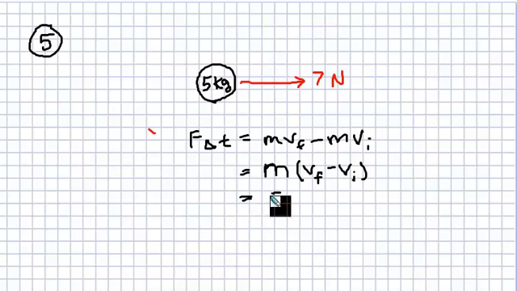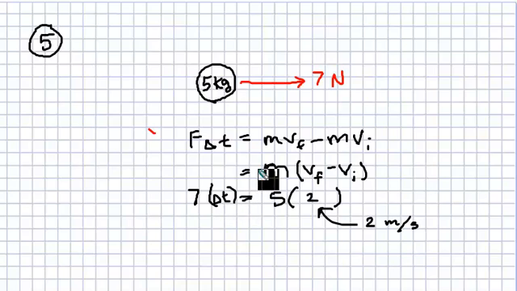The mass is clearly 5. The force is clearly 7. The change in velocity says that this change in velocity here, because it's a final minus initial, must be equal to 2 meters per second. An increase of 2 meters per second. And so the delta t becomes kind of obvious. I'll leave that in your capable hands. Let's move on.